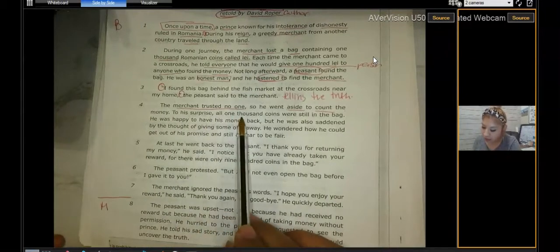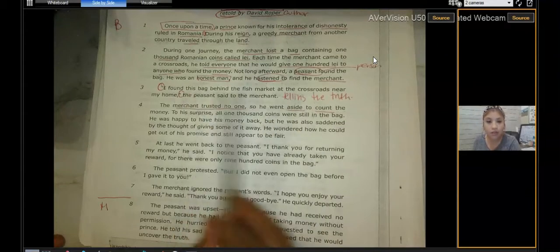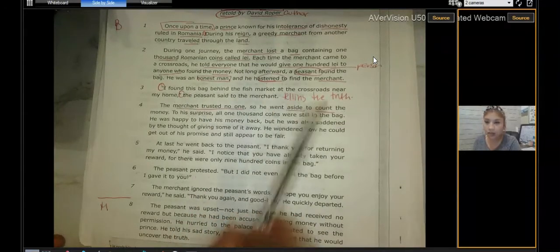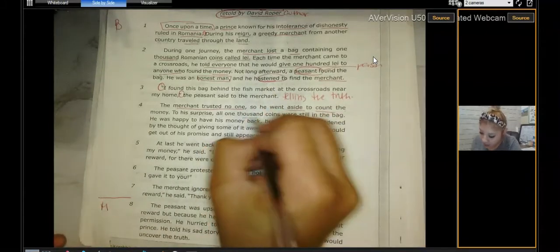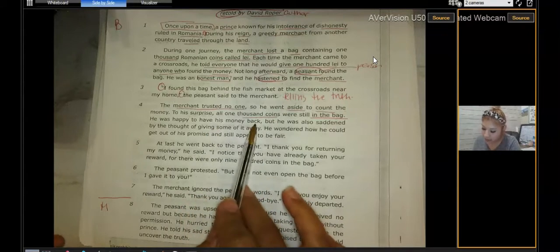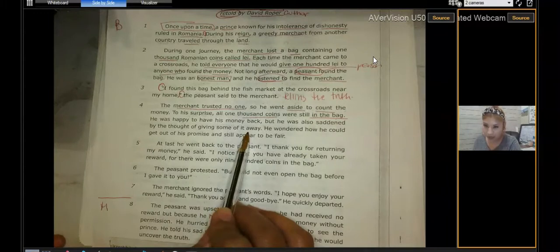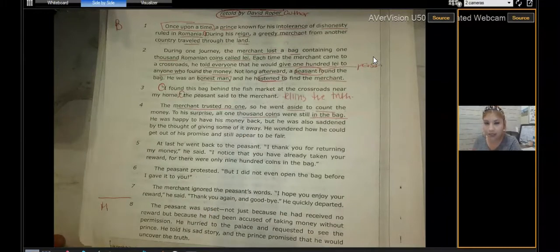To his surprise, all of 1,000 coins were still in the bag. So boys and girls, the peasant was actually very honest, right? The whole money was there. So 1,000 coins were still in the bag. He was happy to have his money back, but he was also saddened by the thought of giving some of it away. This one's already telling me how he's feeling.